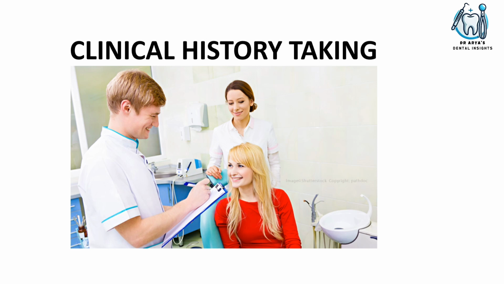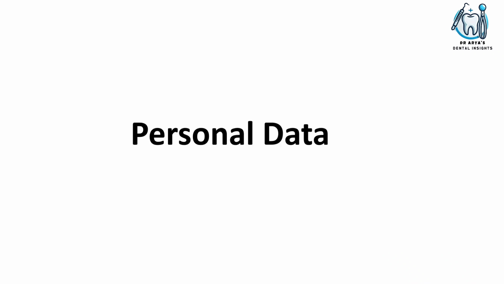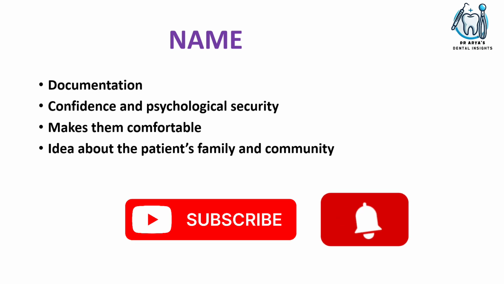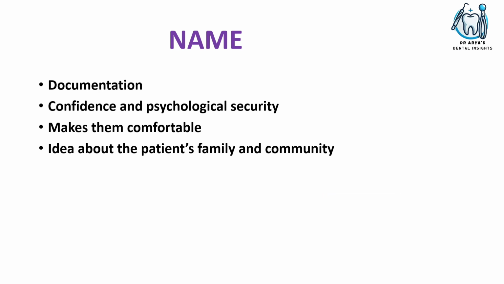So coming to clinical history taking, it is a systematic procedure for collecting the details of the patient to do a proper treatment planning. Personal and medical particulars are gathered to rule out general diseases and to determine the best form of treatment for that patient. So first one is personal data. In this, the first one is name. It should be asked to enter it in the record for documentation. When the patient is addressed by his or her name, it brings confidence and psychological security, and it makes the patient more comfortable, and it also gives an idea about the patient's family and community.